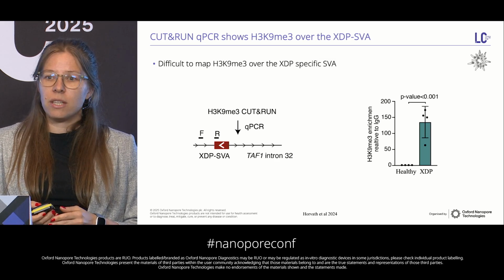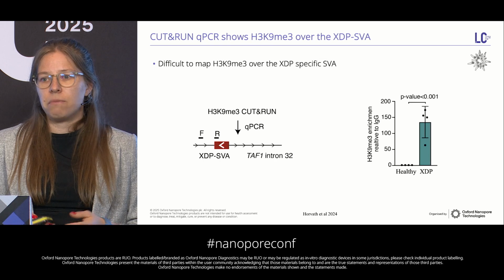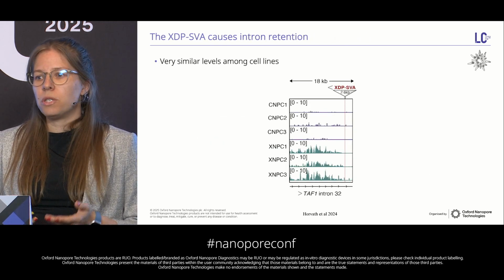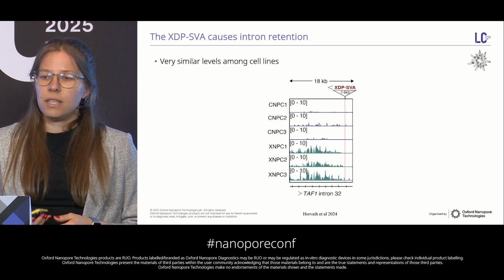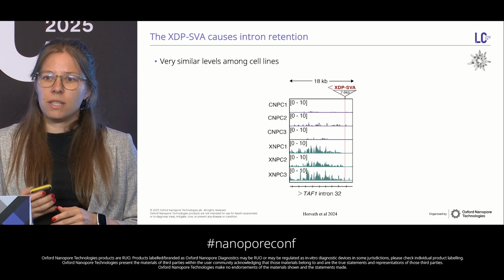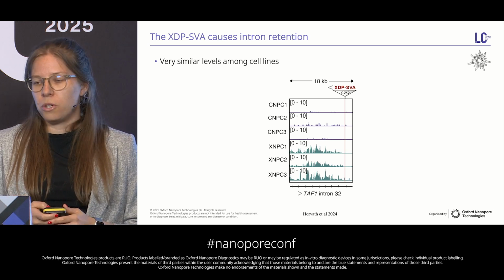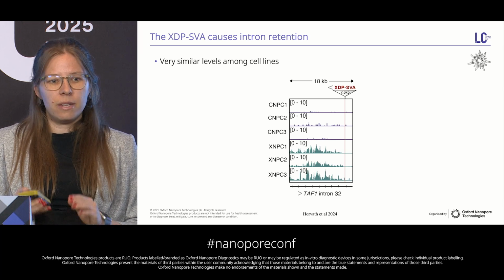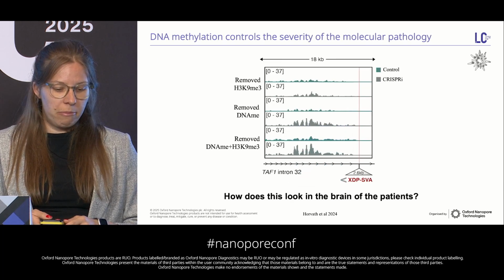So now we have established that this XDP-SVA is covered by DNA methylation and H3K9 trimethylation in the genome of the patients. Next, of course, we wanted to see what happens to the gene expression at this locus. So we did RNA sequencing. And as you can see here in the last three lines that are patient lines, where the transposon is inserted, the intron is retained. So this was a very interesting observation that was also observed in other groups. But I want to highlight here that the level of gene expression is very similar among cell lines. And I will get back to this a bit later.